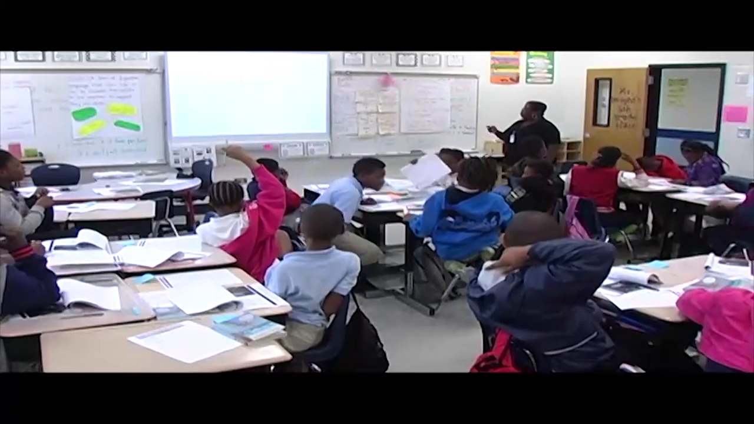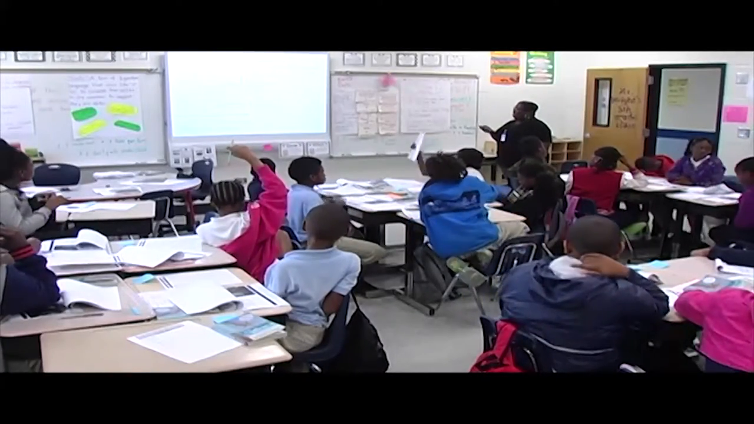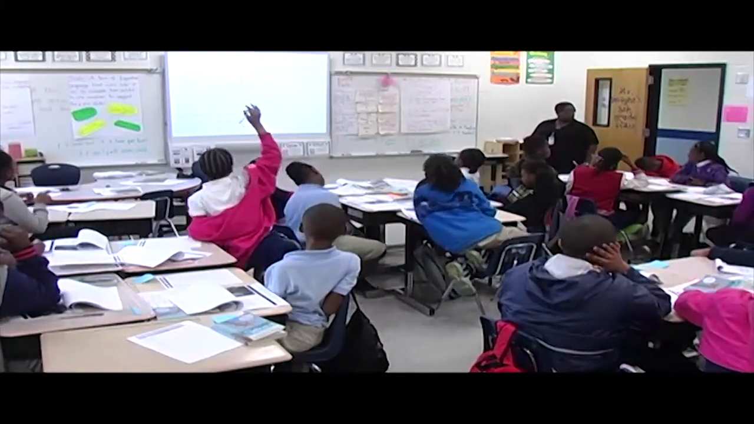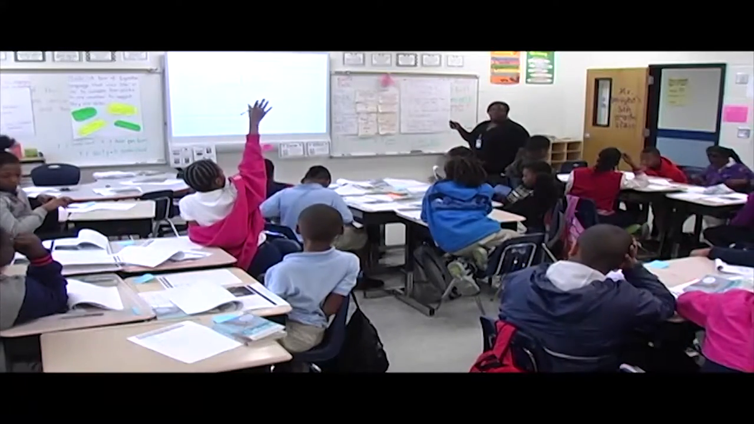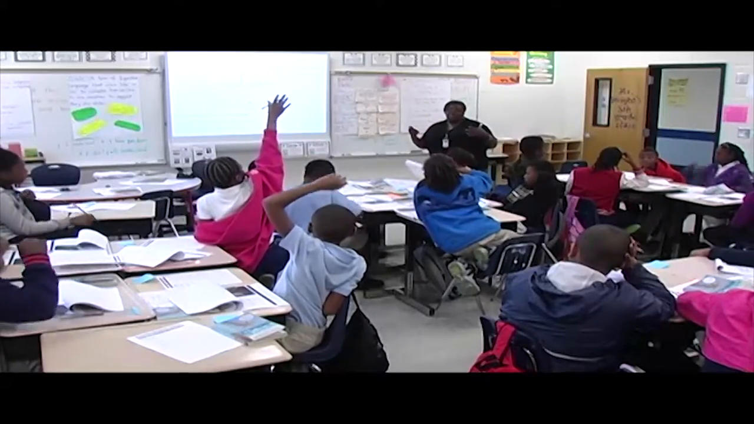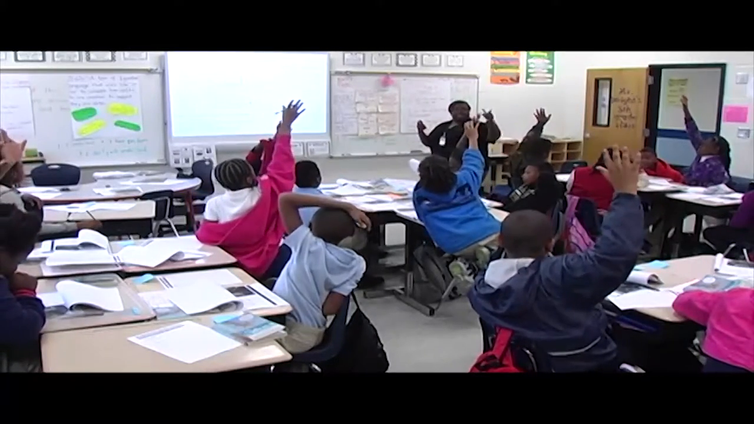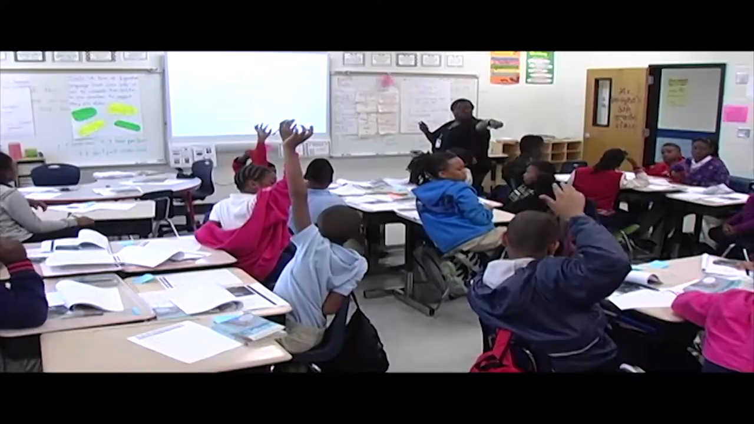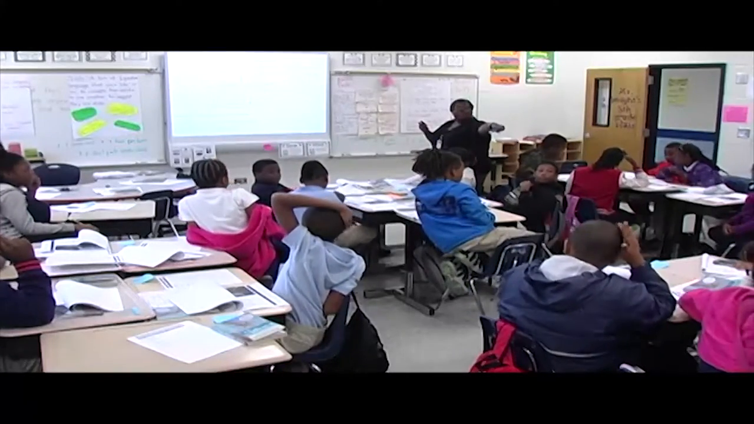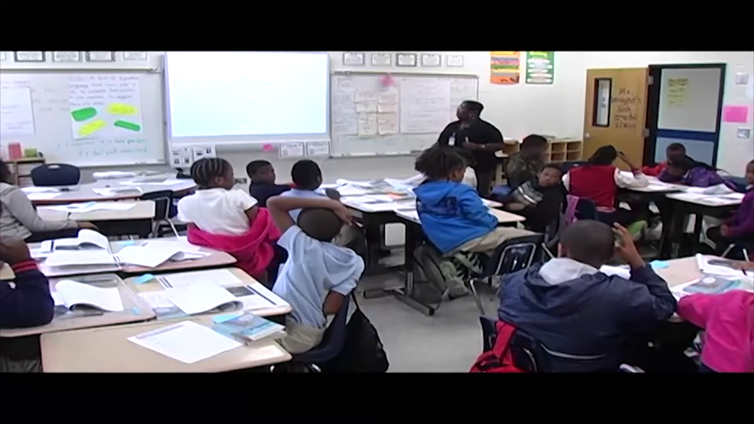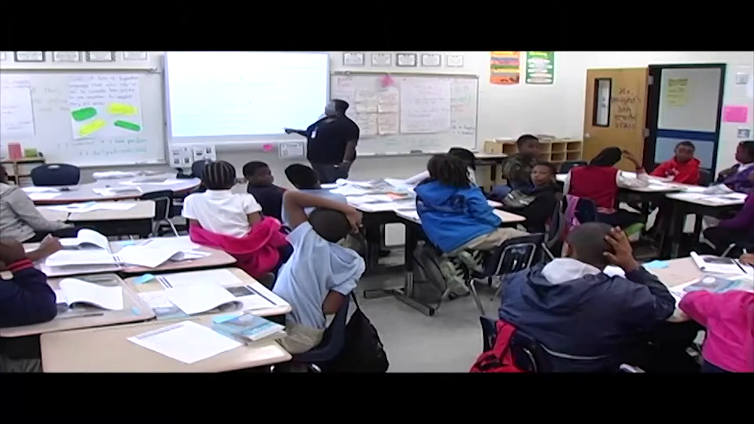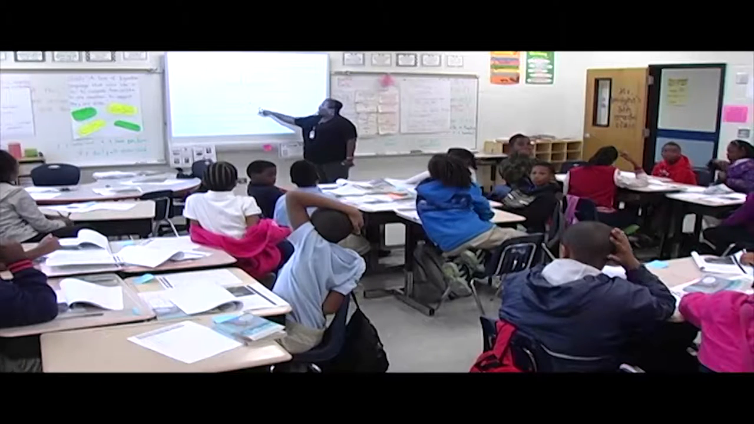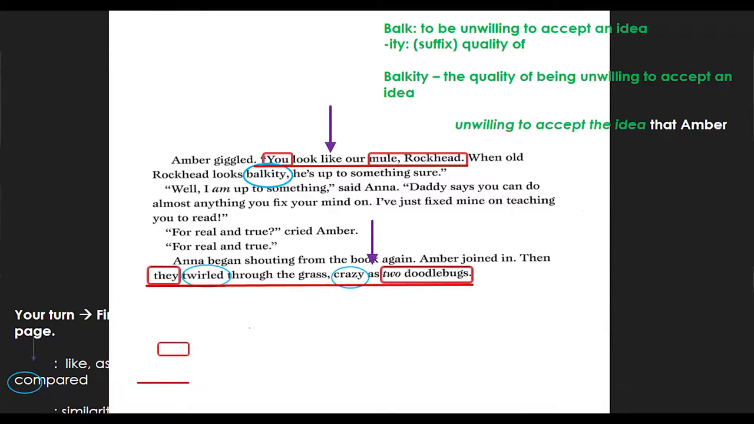Okay. So I see the word as. So now, next I have to see if two things are being compared. Does anybody see two things being compared? Yes. Okay, let me go. What's your name back here? Shari. What two things are being compared, Shari? Anna and Amber compared to two doodlebugs. Right, Anna and Amber compared to two doodlebugs, or they.